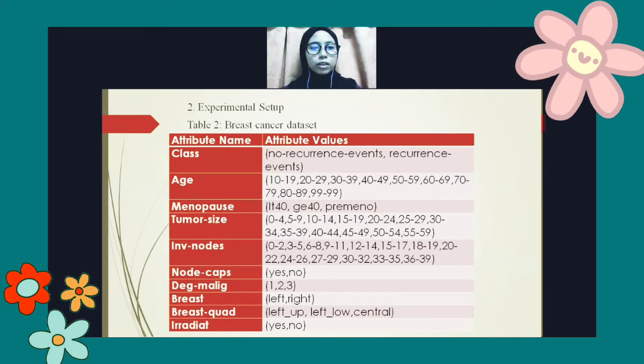Next, secondly is the experimental setup. Table 2 shows the breast cancer data set from the UCI machine learning repository. The data set has 10 features, including the class. The class is the target, which is a non-recurrent event and recurrent event. The total number of instances for the data set is 286 instances.